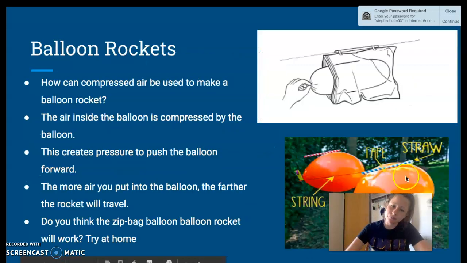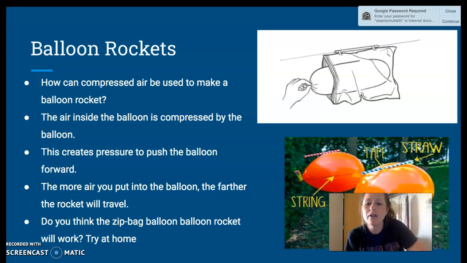Balloon rockets. So this is called a balloon rocket. The first one has a Ziploc bag, and then this one uses a straw and tape. So they're two different kinds of balloon rockets, but we're going to be talking about them. How can compressed air be used to make a balloon rocket?